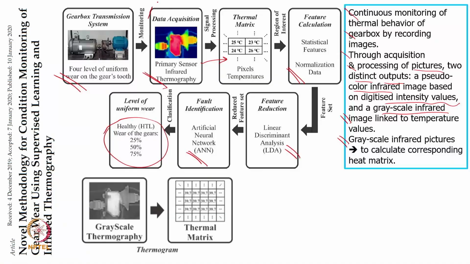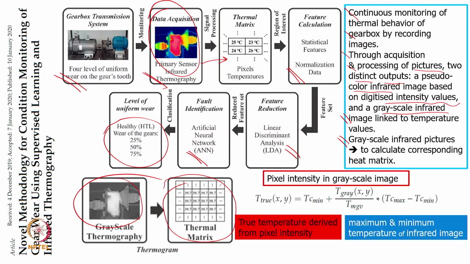So this is a colored image which we are showing here, and this is a gray image. And the gray image is mostly 8-bit. You can see here it can be identified naturally using some sort of formula, some sort of initial model. In this situation, what they have done is something like this. You say T true, the true temperature, the temperature derived from a pixel intensity, can be given as T C min, T gray, T MGV, where MGV is the maximum.